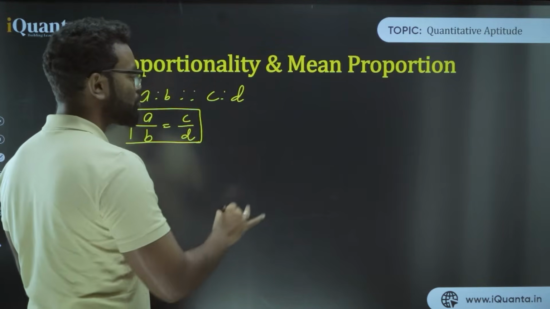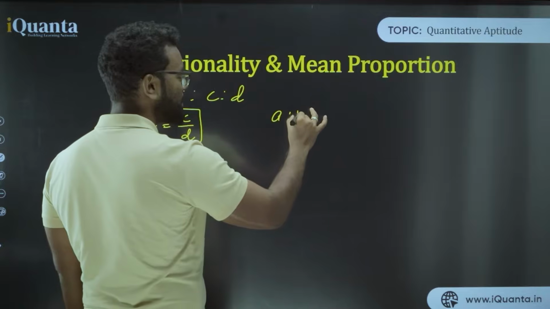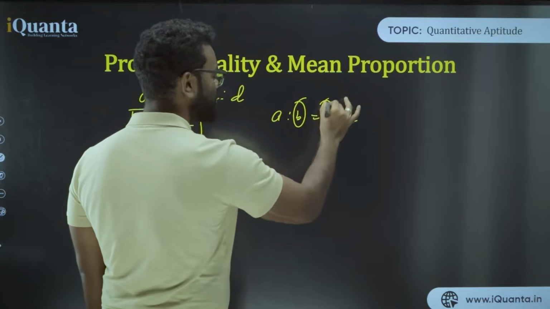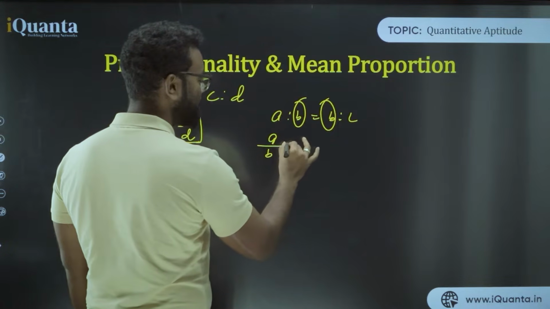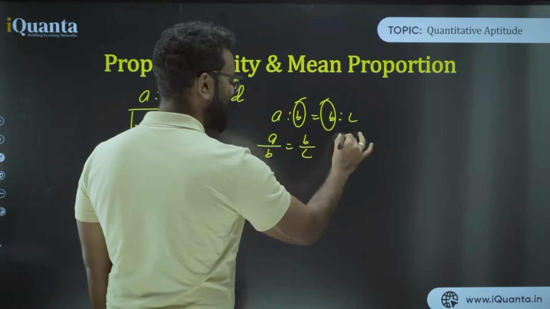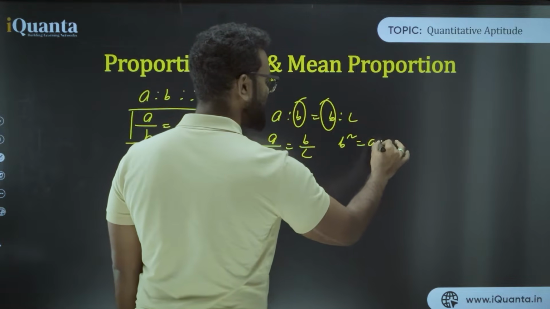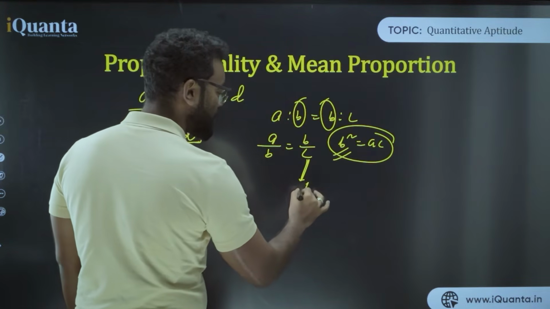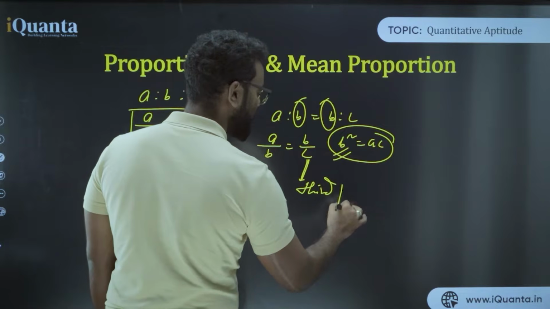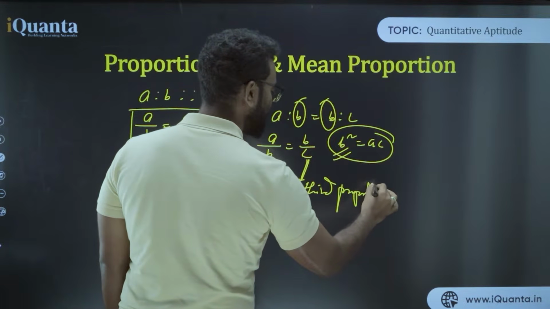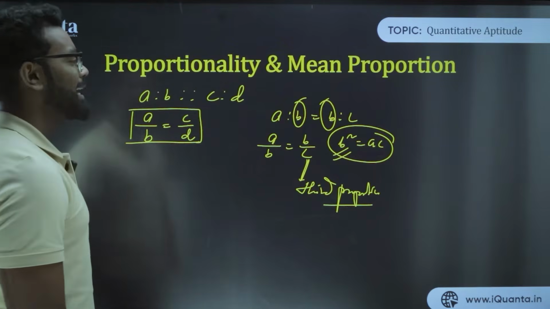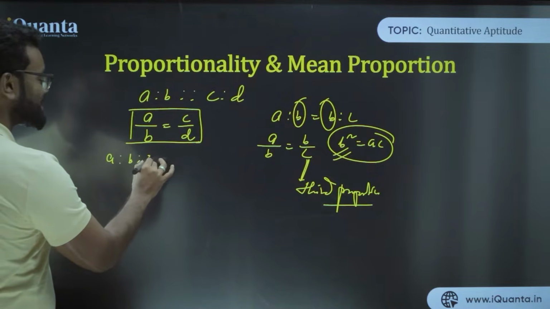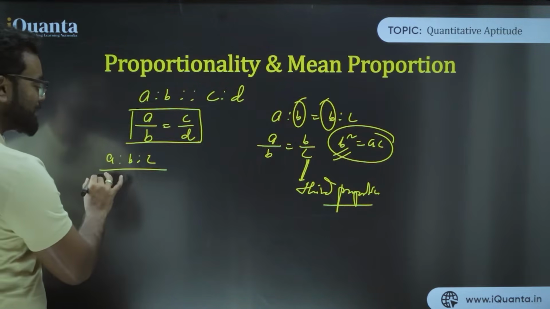And what do you mean by mean proportion? If A is to B is equal to B is to C, then we call B the mean proportion. That means A upon B is equal to B upon C, and B squared equals AC. Now, if B squared equals AC, we can call B the mean proportion, and this C is known as the third proportion. So this is the meaning of mean proportion and third proportion. Now, A is to B and B is to C is basically known as continued proportion. What do I mean by continued proportion?